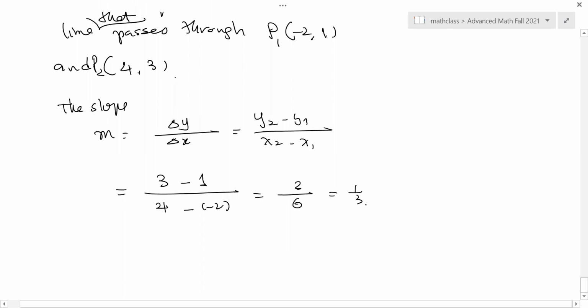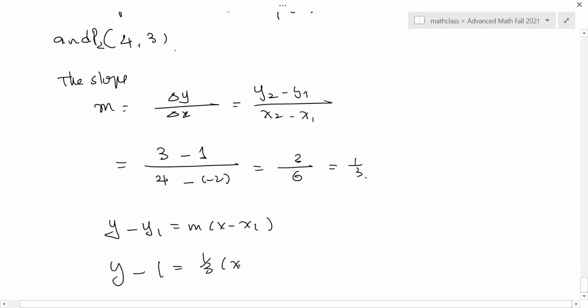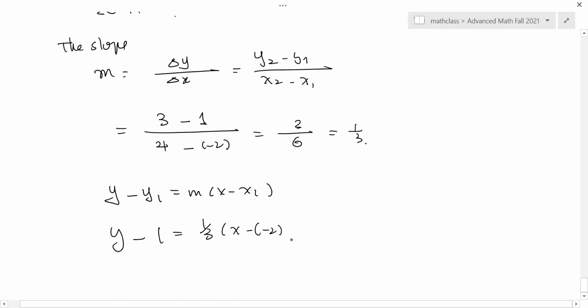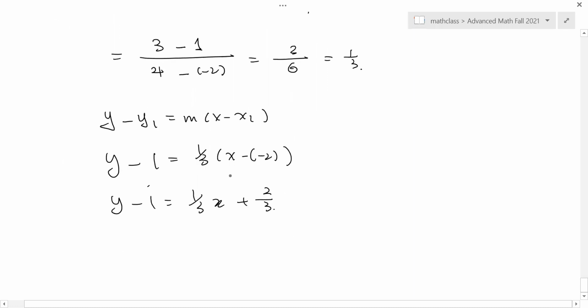Then you write the equation, since we have a slope and a point: y minus y1 equals m times (x minus x1). So y minus 1 equals 1/3 times (x minus -2). This is an equation, but you can express it in many different ways. Let's do it: y minus 1 equals 1/3 x plus 2/3. Then I move 1 to the right-hand side, so I get 2/3 plus 1, which is 5/3.